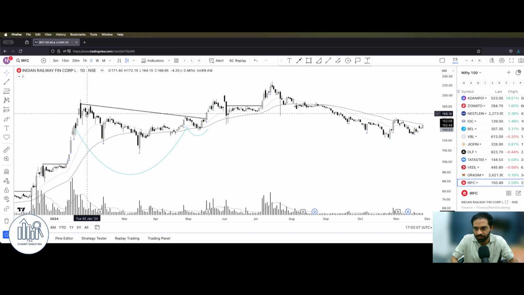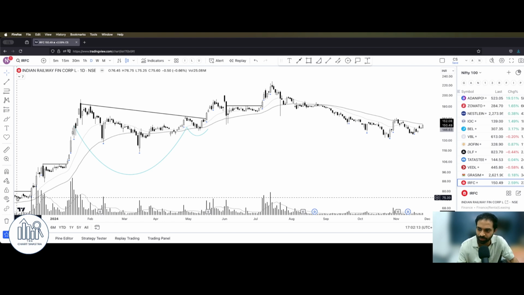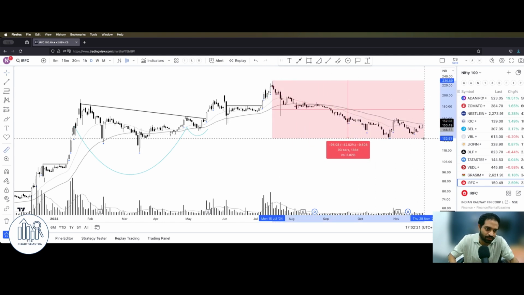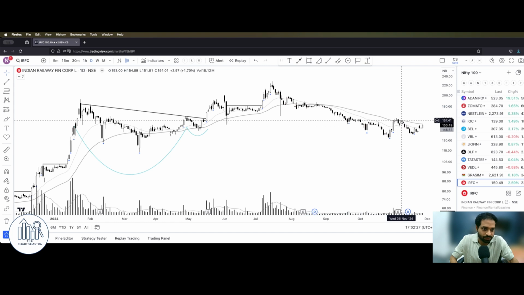IRFC, this has been up probably for the last 2 years. Almost everyone might be holding IRFC because of its move. But again, post budget, if you see all the railway stocks, all the defense stocks have seen massive selling. In fact, this stock has corrected 42%. It always tried to break the previous highs, but it got rejected. Let's see whether this time it succeeds or not.